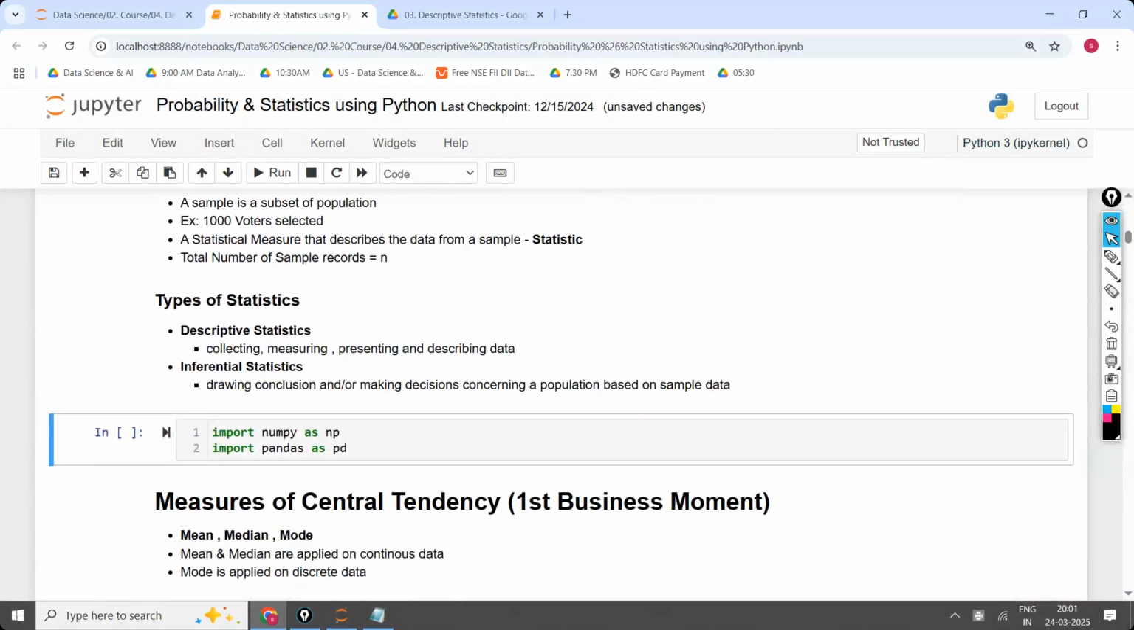What are the types of statistics? Descriptive and inferential. Descriptive means it is going to describe the data. Inferential means based on that we are going to make an inference. Inference means we'll estimate. So in this class, how many have attended the previous statistics class? Raise your hand.